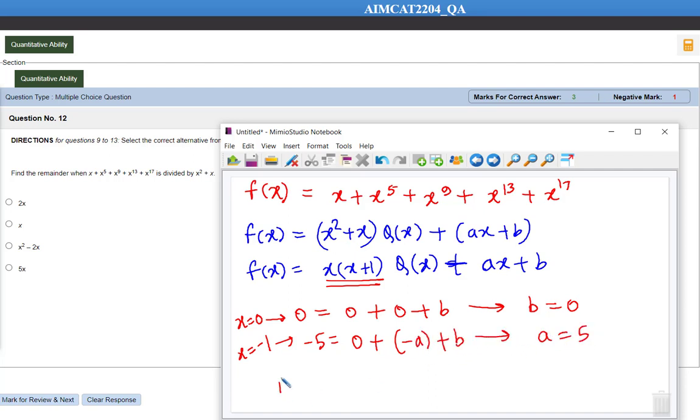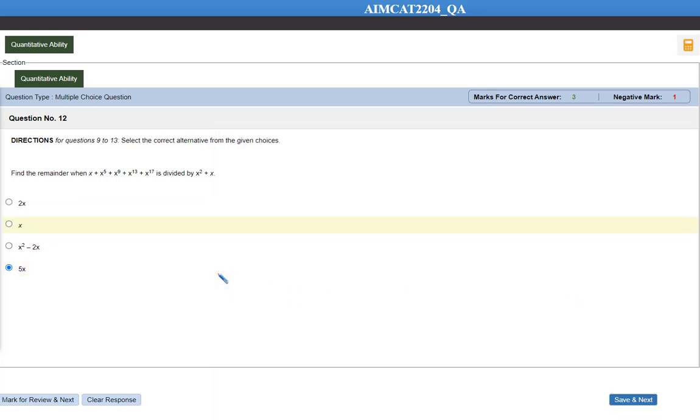Okay, so the remainder is going to be how much? The remainder is going to be ax plus b. So let's put a is equal to 5 and b is equal to 0, so the remainder is 5x. So the answer is the last option here. Okay, let's mark the last option and let's move ahead.